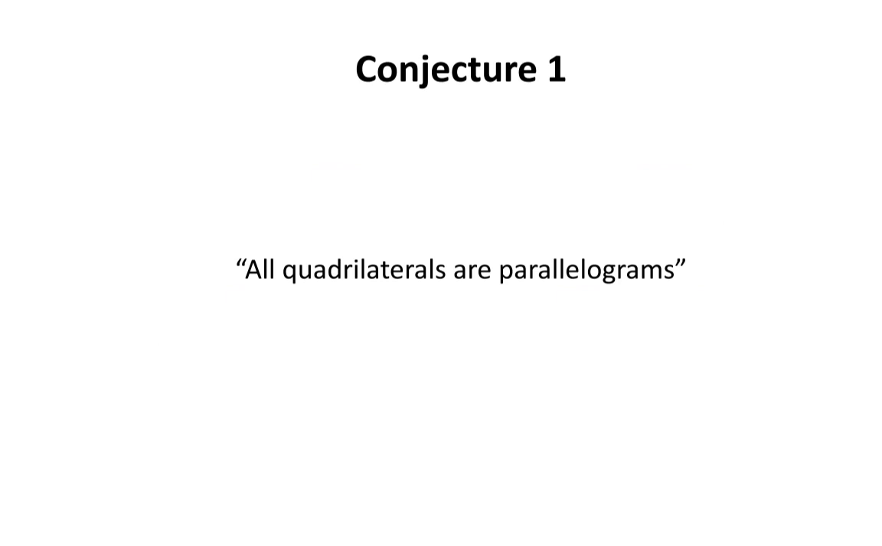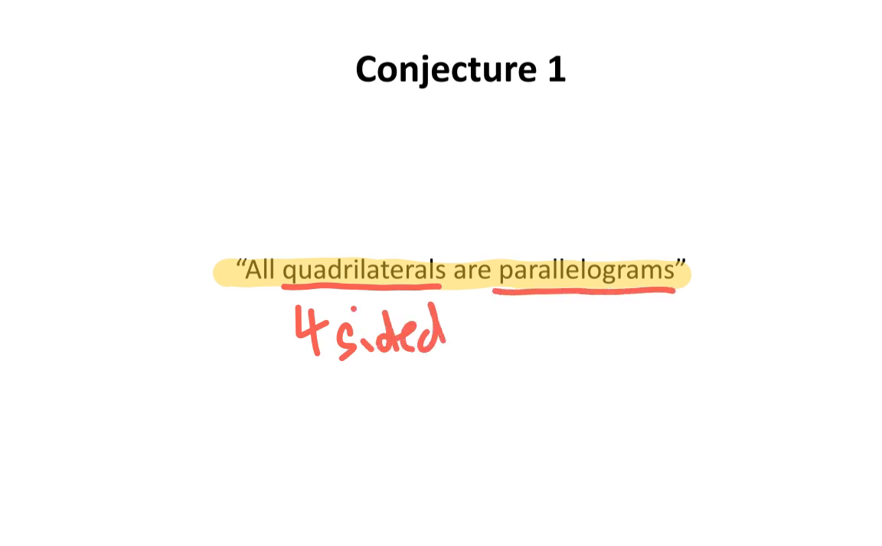Our first conjecture states that all quadrilaterals are parallelograms. Take notice of these key words. Quadrilateral meaning four-sided, and parallelogram meaning that opposite sides are parallel. Take a minute to think about this conjecture. Is this statement true or is it false?